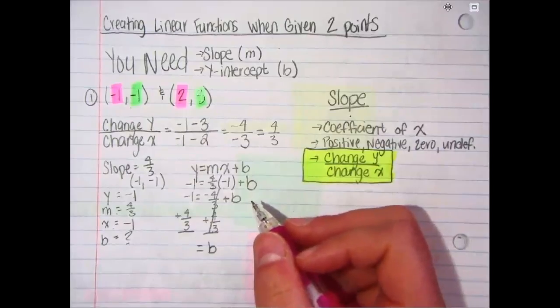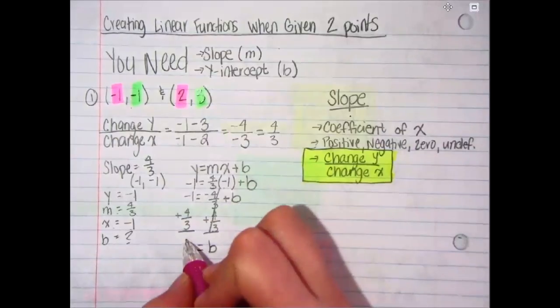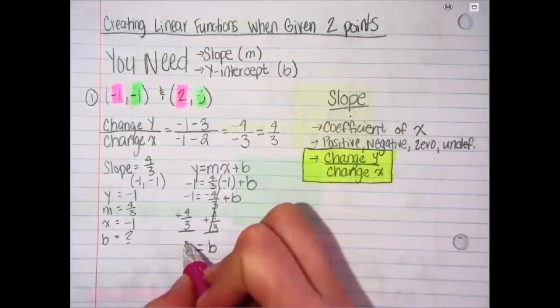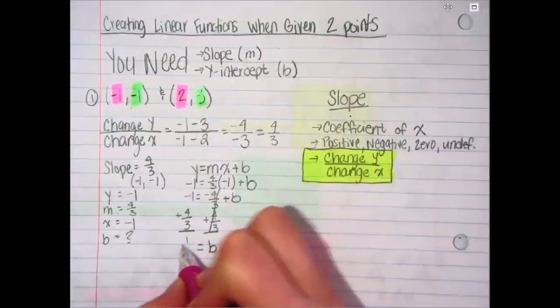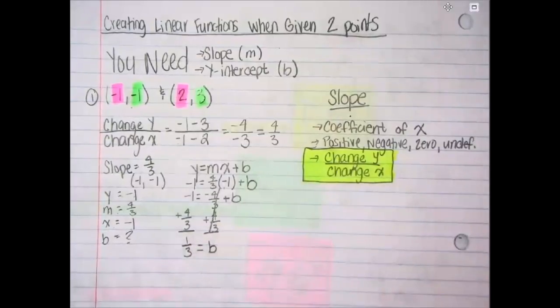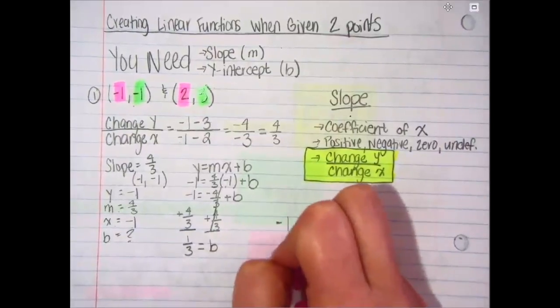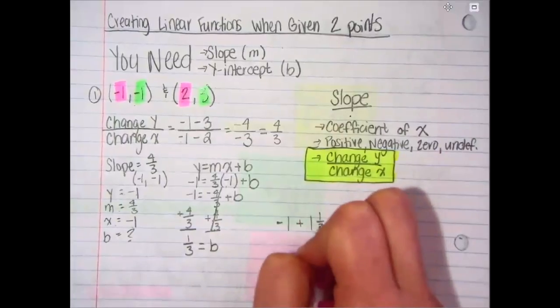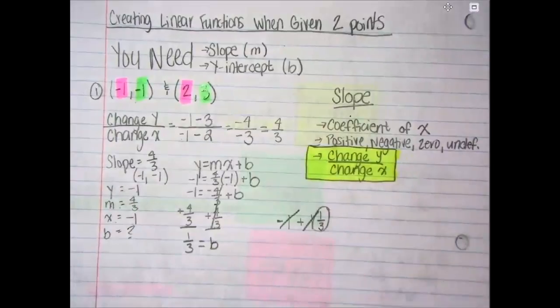You have -1 plus 1 1/3. What are you going to have left over? You have, no, you have 1/3. Okay, because you've got to think, this is the same as saying -1 plus 1 1/3. So your 1s are going to cancel out and all you're left with is 1/3. Okay?